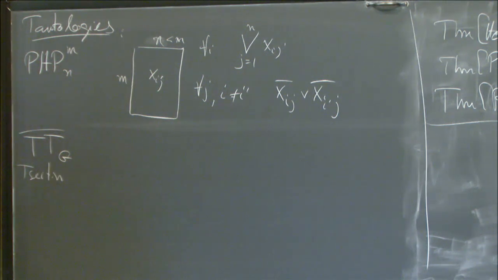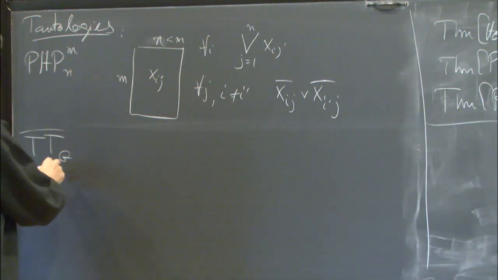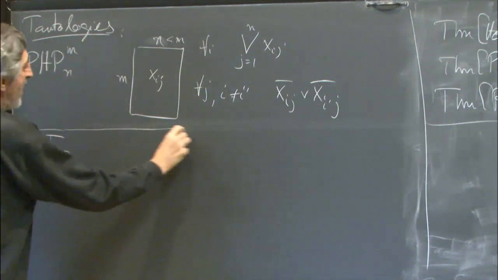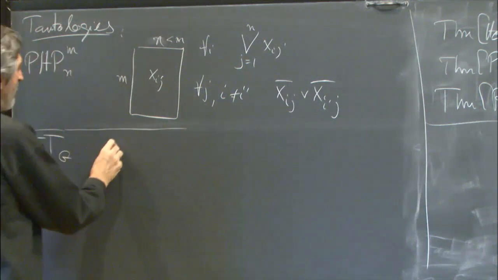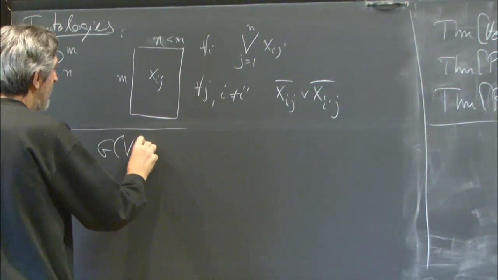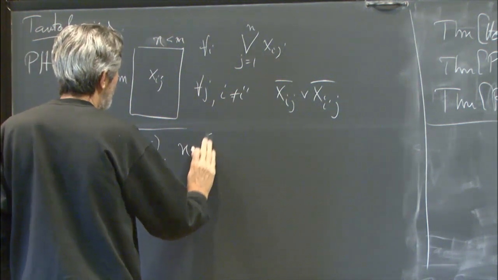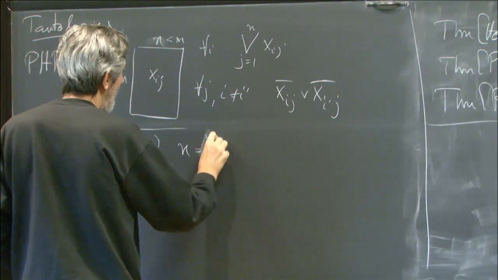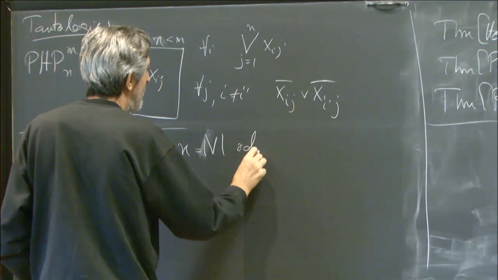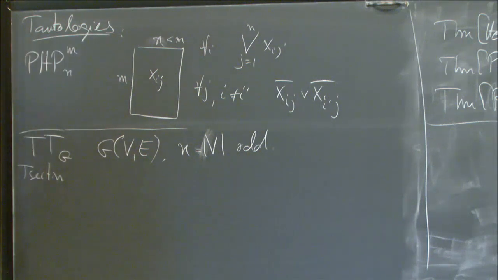I introduced them in the 60s and proved already some lower bounds on some restricted forms of resolution. So this is a tautology associated with a graph. So we'll assume that G is a graph. It has n vertices, so V is n, and it's odd for simplicity. Let's take a graph on an odd number of vertices.